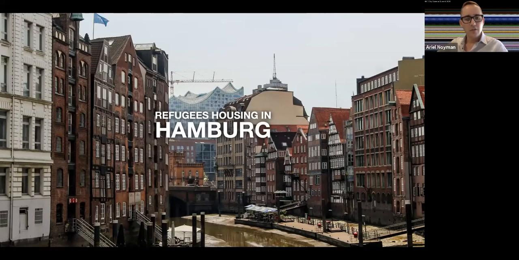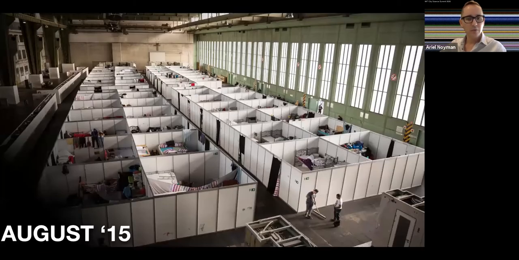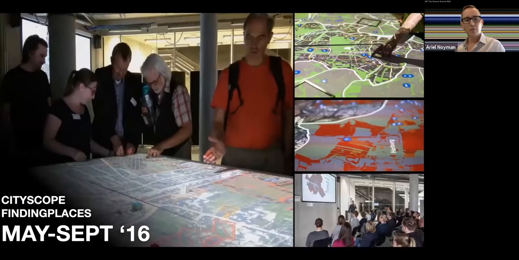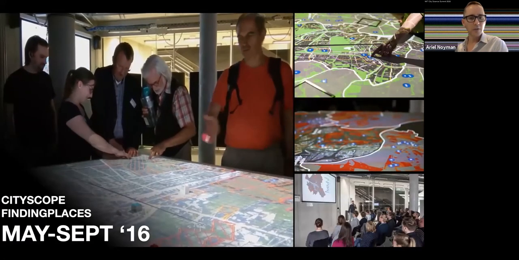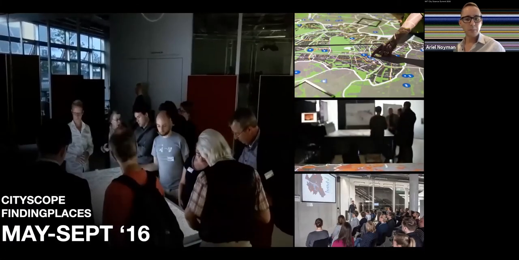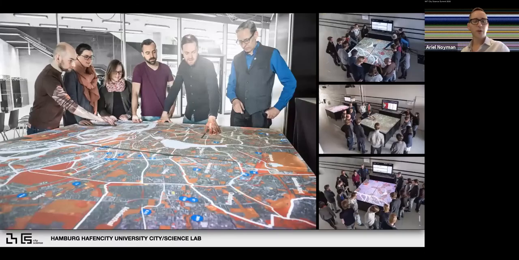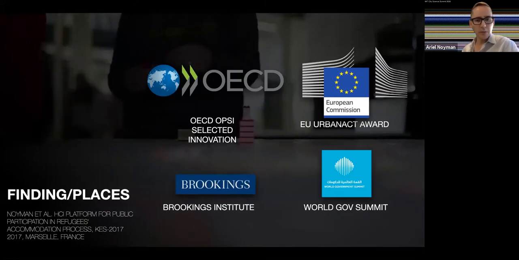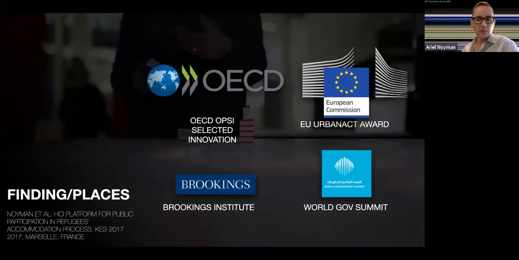And probably the most famous project we did in the context of collaboration and consensus was our refugee housing project in the city of Hamburg, where the city asked us to help them find housing for tens of thousands of refugees emerging from North Africa and the Middle East. Basically, again, deploying those CityScope platforms in the city of Hamburg and engaging hundreds of community members in an effort to find housing for these refugees all over the city. A project that was successfully launched in Hamburg, but now is being deployed by different entities around the world.